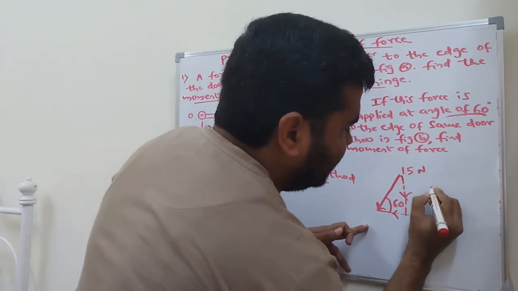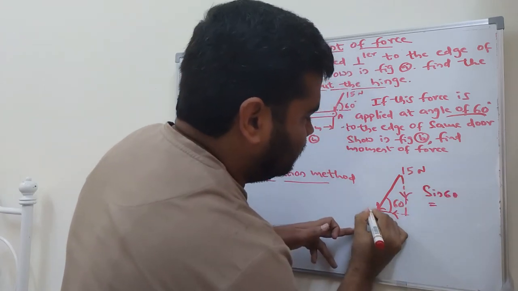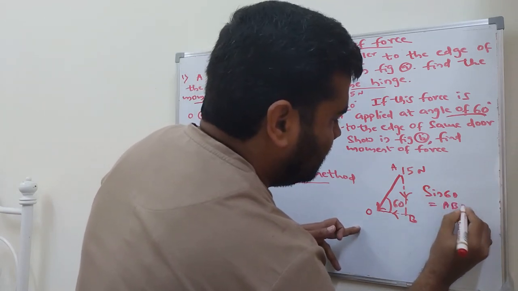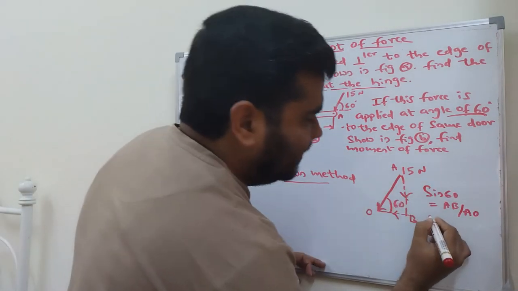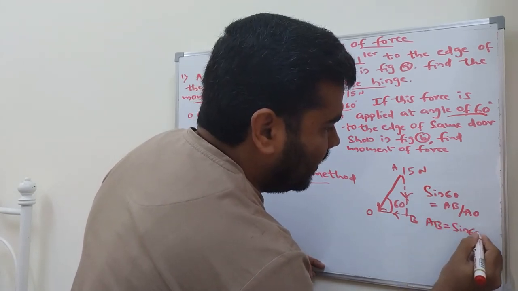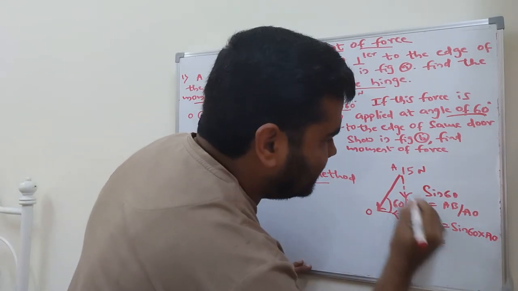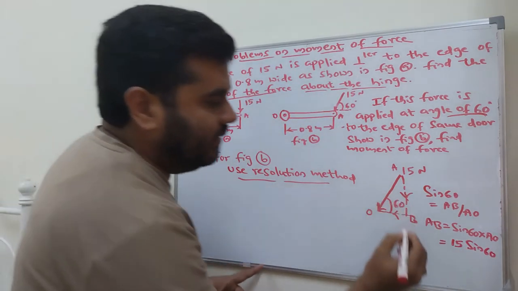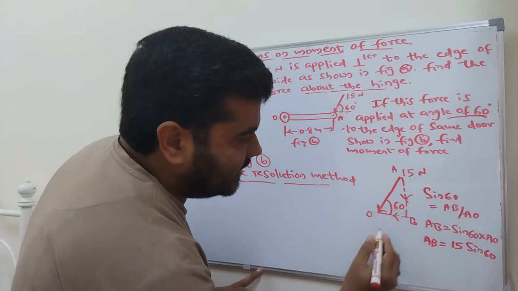If you want, I'll write here. Sine 60 equals the opposite side, in triangle OAB the opposite side is AB, by AO. You want AB, therefore AB equals sine 60 into AO. What is AO? AO is nothing but 15, so AB equals 15 sine 60. This is AB.